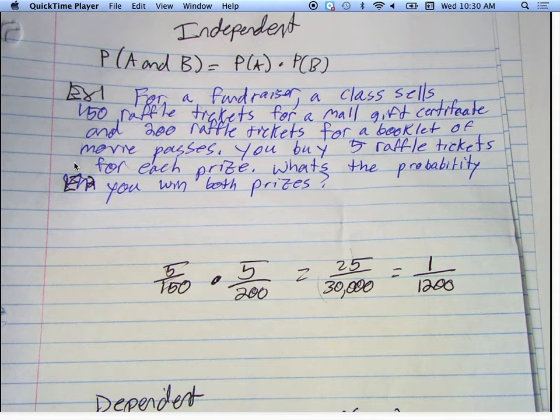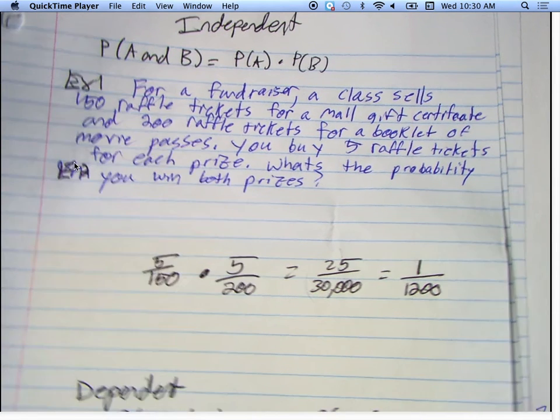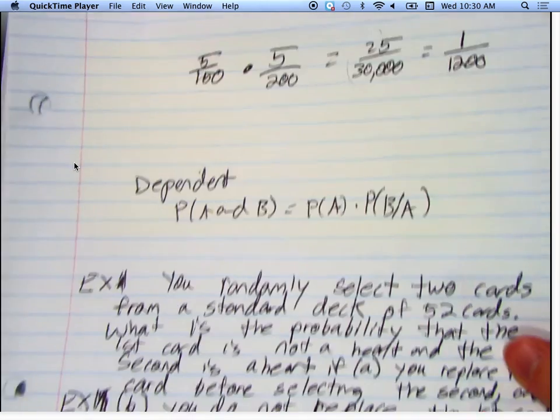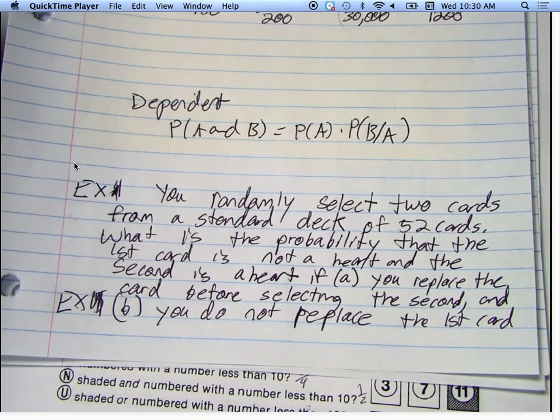Okay. Now we're going to talk about dependent. Something is dependent on the other one. Okay? Dependent is we have to do the probability of the first thing times the probability taking away or dividing by the probability of the second.